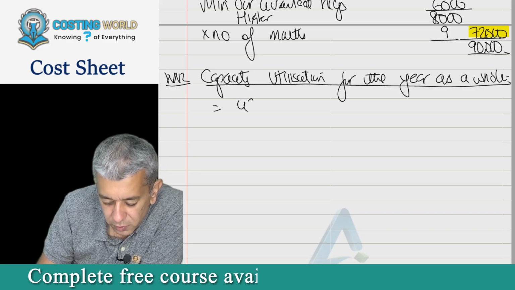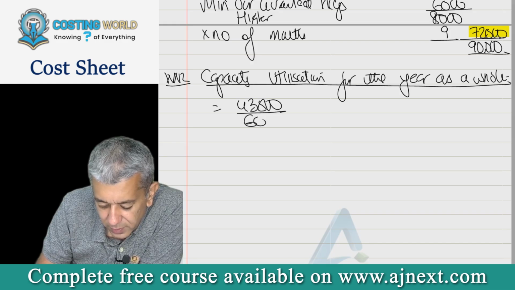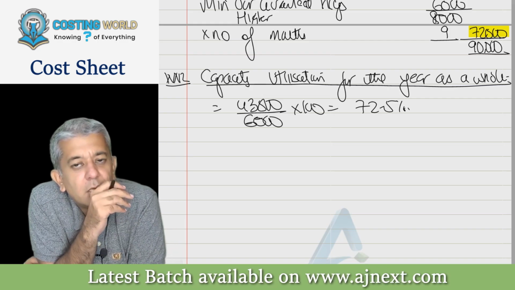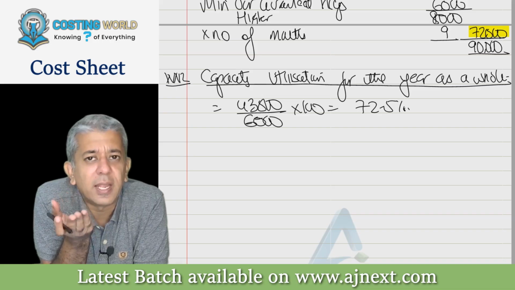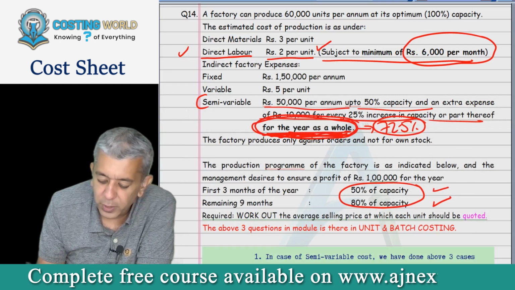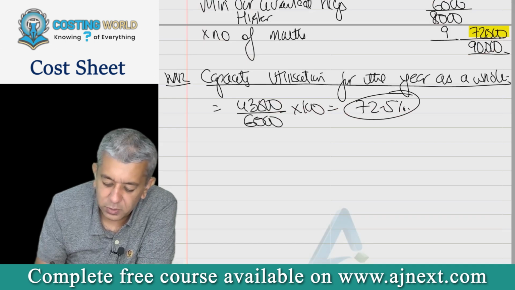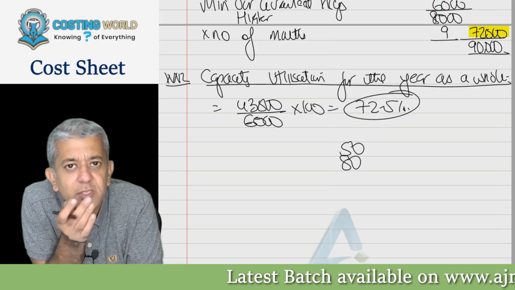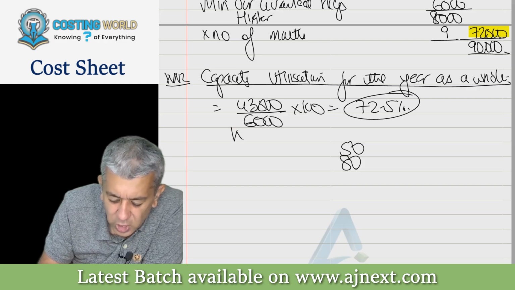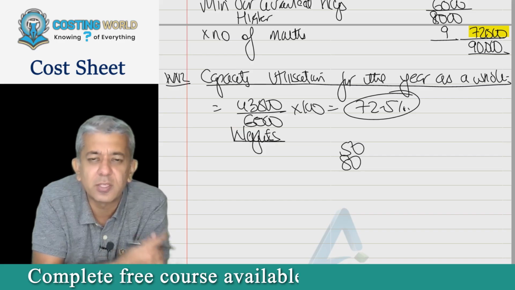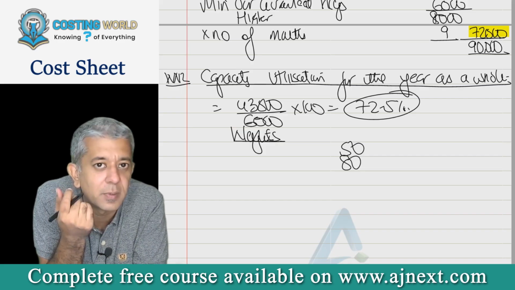Is equal to 43,500 divided by 60,000 into 100, which is equal to 72.5%. Now I can tell you another way, but you might not be writing that particular thing. Obviously, if you do the average of 50 and 80%, that should come to 72.5% only. But average always means weighted average. And for weighted average, obviously, I'll require weights. And there's only one thing that can act as weights, and that is nothing but time duration.